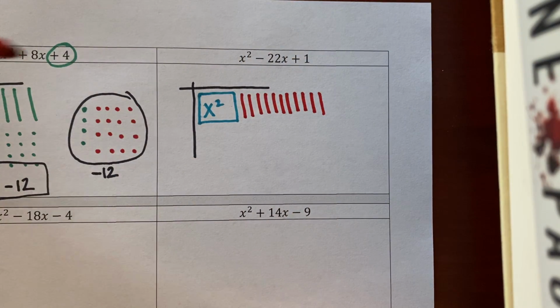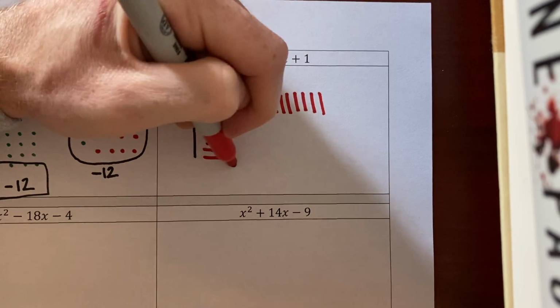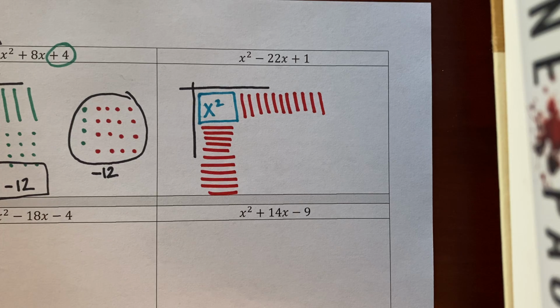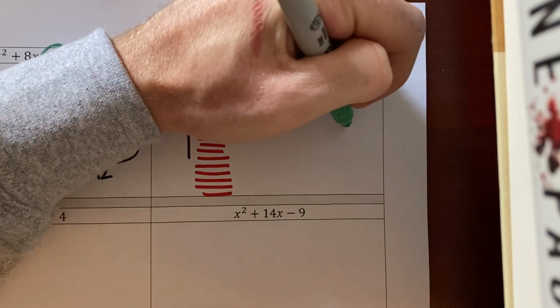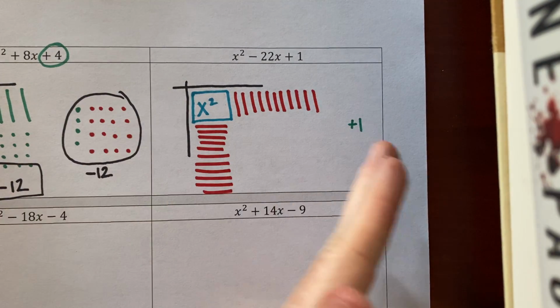Pretty crazy with algebra tiles. Hopefully I can fit these 11 in. 1, 2, 3, 4, 5, 6, 7, 8, 9, 10, 11. All right, just fit it in there. Okay, and then I don't want to forget about that positive 1 that I have over here. So I'm just going to write +1 just on this right-hand side. It's kind of out of my box.